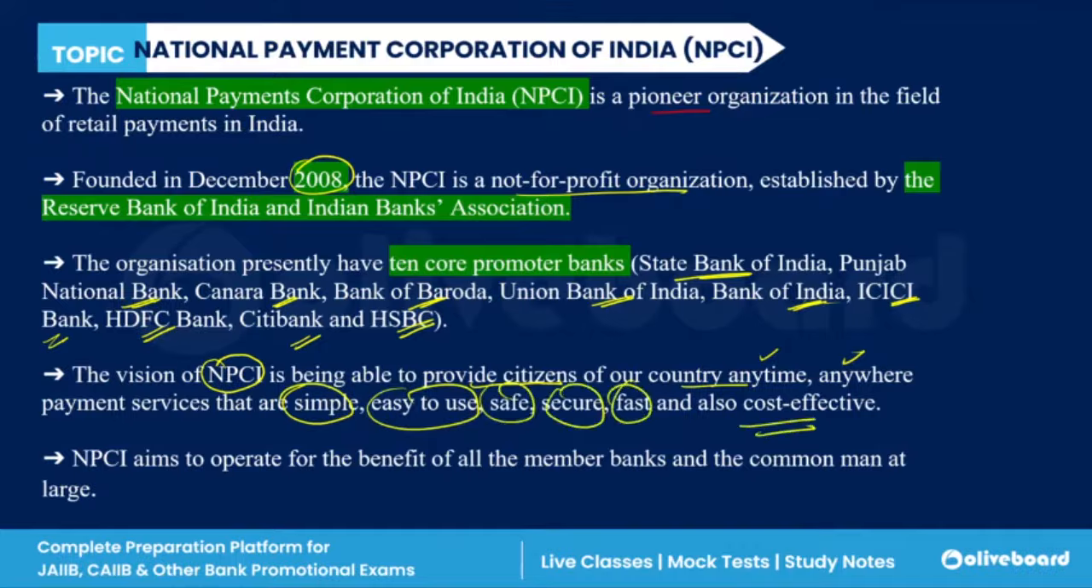The National Payments Corporation of India's aim is to operate for the benefit of all the member banks as well as the common man at large. So whatever promoter banks are there in NPCI, it aims to promote them. It helps in the promotion of all the member banks, plus at large it helps in the promotion of the common man also.